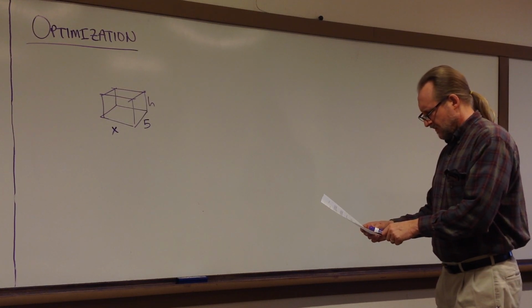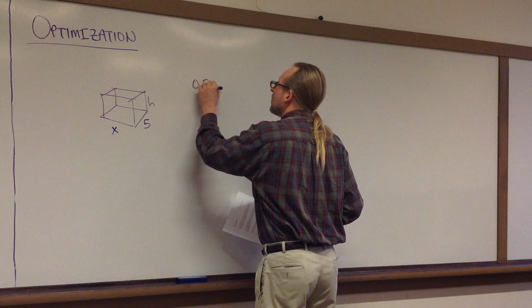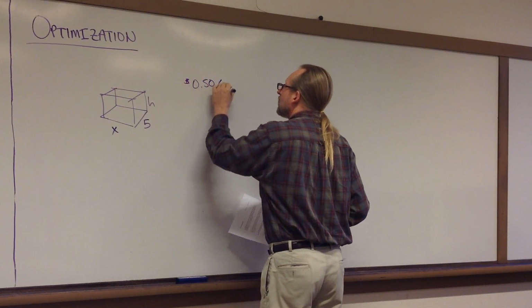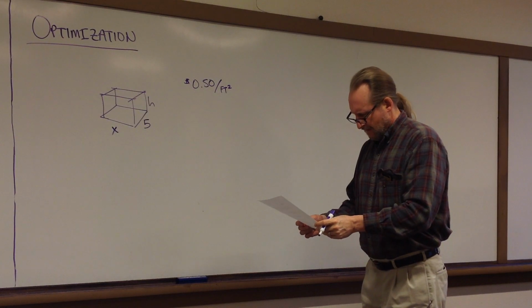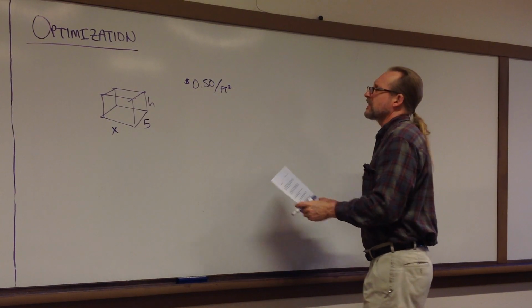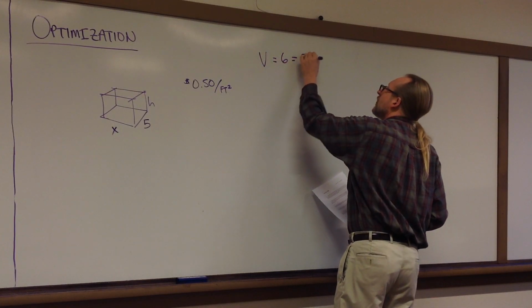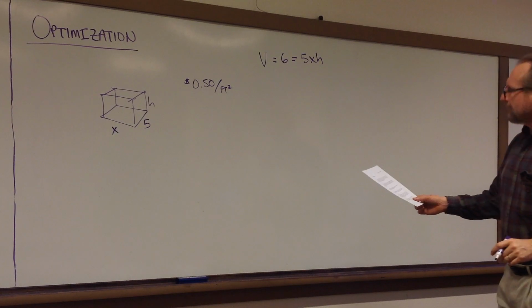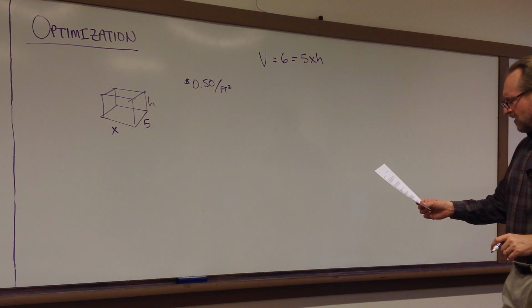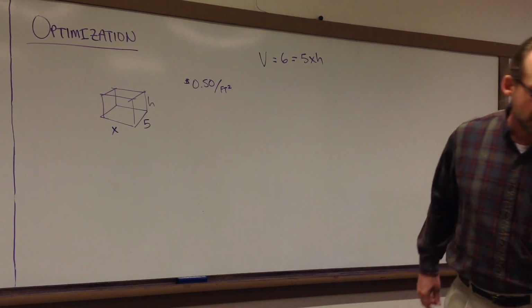All right, let's see here. Material costing 50 cents per square foot. Per square foot is the cost. And the volume is 6 cubic feet. So our volume is our constraint. Okay, and it's going to be equal to 5xh. We want to know, what are the dimensions that minimize the cost, and what is that minimum cost?